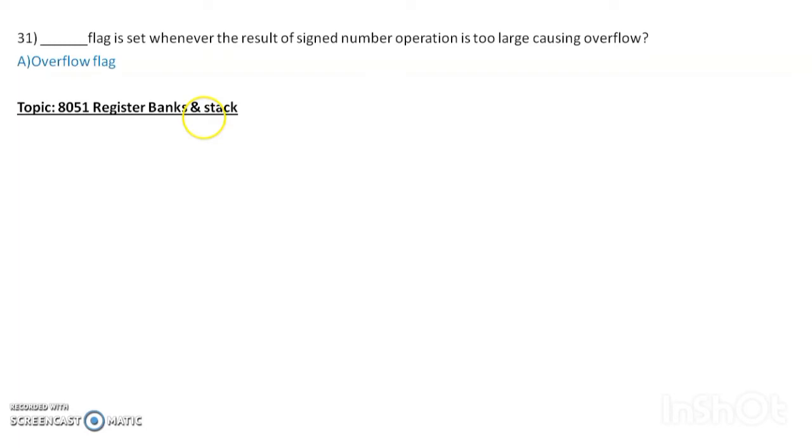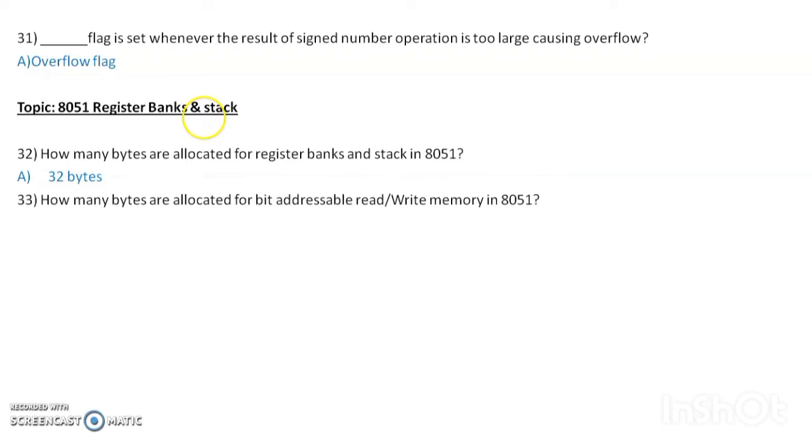Next topic, 8051 register banks and stack. How many bytes are allocated for register banks and stack in 8051? So the answer will be 32 bytes. So 32 bytes are allocated for register banks and stack in 8051. Basically we have registers from R0 to R7. Bit number 33. How many bytes are allocated for bit addressable read-write memory in 8051? Basically there are 16 bytes allocated for bit addressable read-write memory.